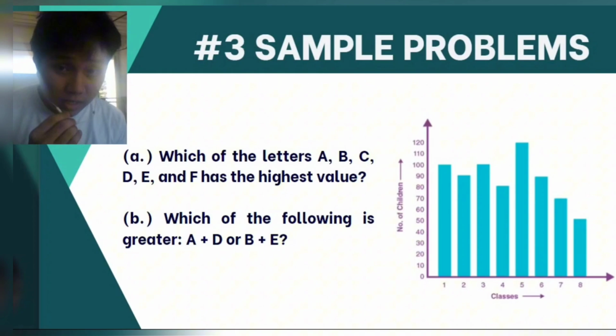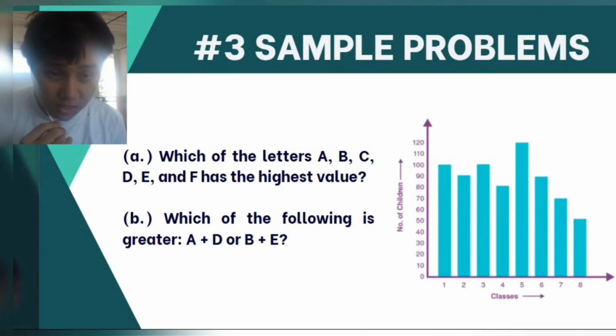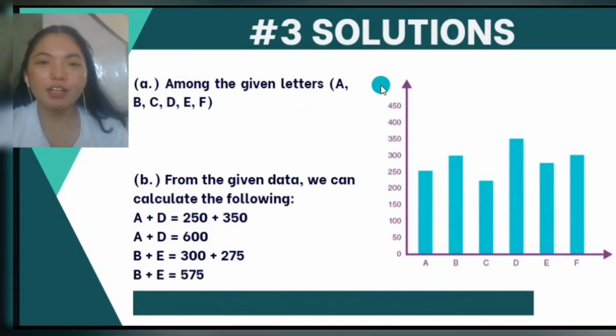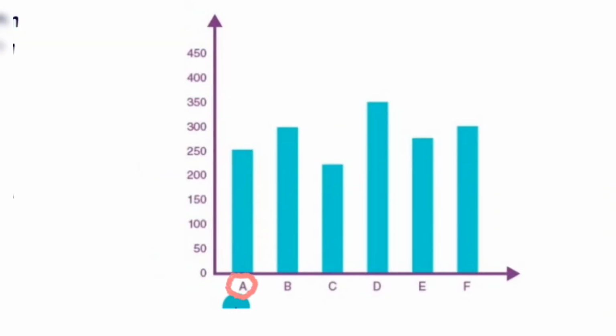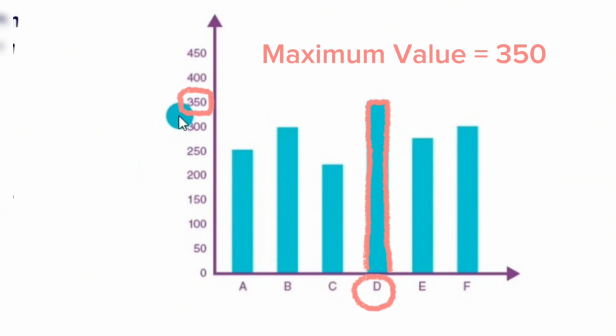So for the final sample problem, letter A, which of the letters A, B, C, D, E, and F has the highest value? Letter B, which of the following is greater, A plus D or B plus E? For the number 3, letter A solution, among the given letters A, B, C, D, E, and F, D has the maximum value of 350.